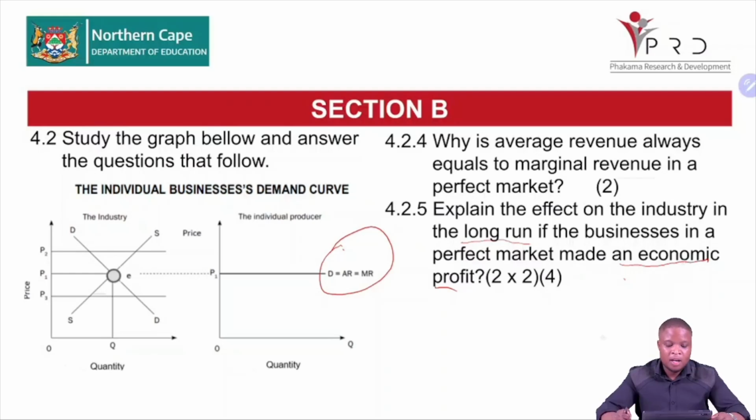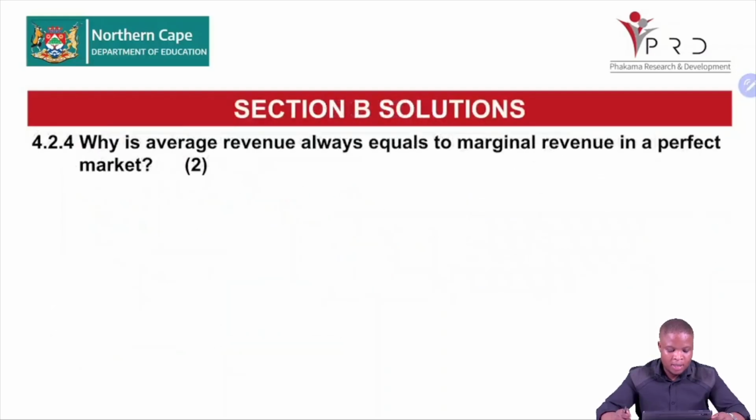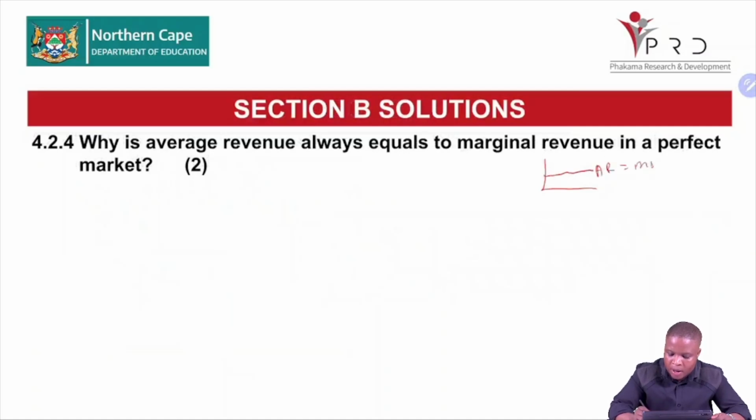Right, your time is up, grade 12. Let's look at our answers. Why is average revenue always equal to the marginal revenue? So the graph looks like this. It's horizontal. You have AR equals MR. What is the reason? Here you have your quantity, you have your price. So this tells you that the price never changed. If the price is 2, it remained the same.